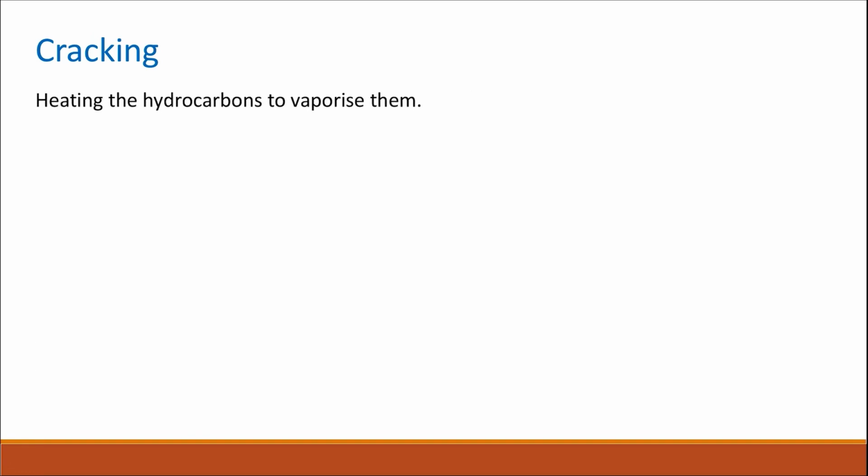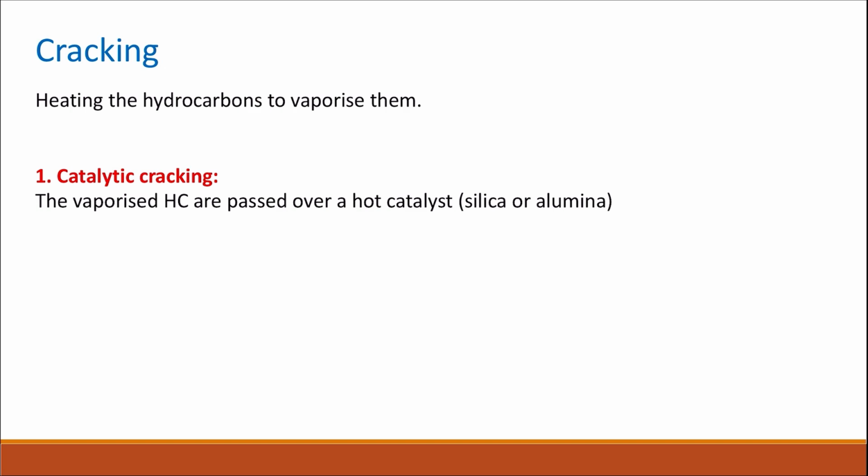In cracking, the longer chain hydrocarbons are heated to be vaporized, and then we have two processes. The first one is catalytic cracking. In catalytic cracking, the vaporized hydrocarbons are passed over a hot catalyst like silica or alumina, where the long chain hydrocarbon will break to give you shorter chain hydrocarbons.